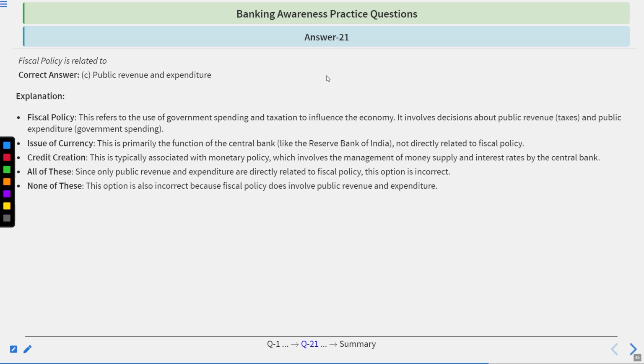Issue of currency is primarily the function of the central bank, not directly due to fiscal policy. Credit creation is typically associated with monetary policy, involving the management of money supply and interest rate by the central bank. All of these: since only public revenue expenditure is directly due to fiscal policy, this option is incorrect. None of this: this option is also incorrect because fiscal policy does involve public revenue and expenditure.